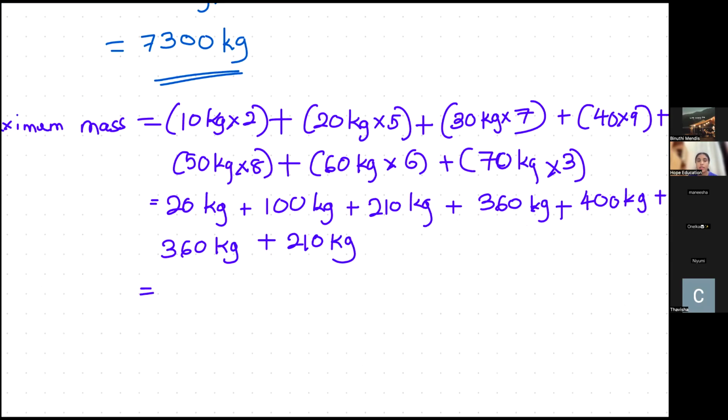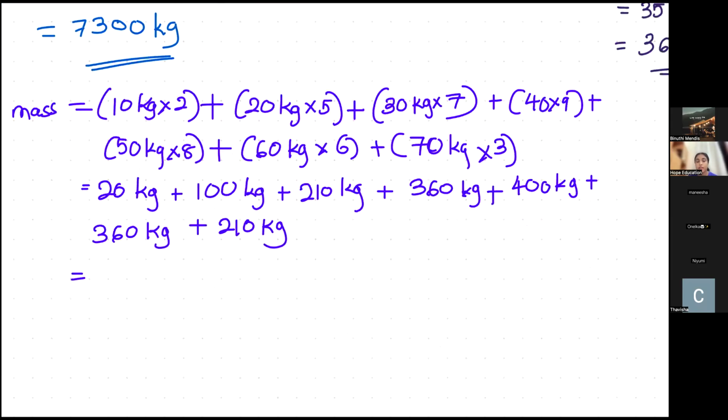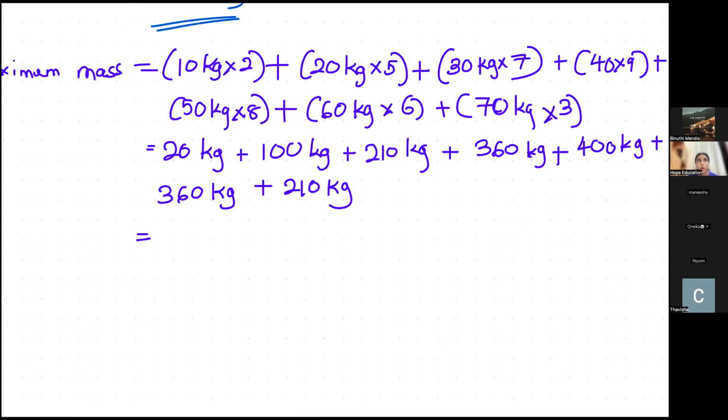Now we add. 20 plus 100 is 120. 120 plus 210 is 310. 310 plus 360 is 670. Then 1070, 1280, 1660. Addition, you guys are not children, right? So when you add all of these values, you get 1660.